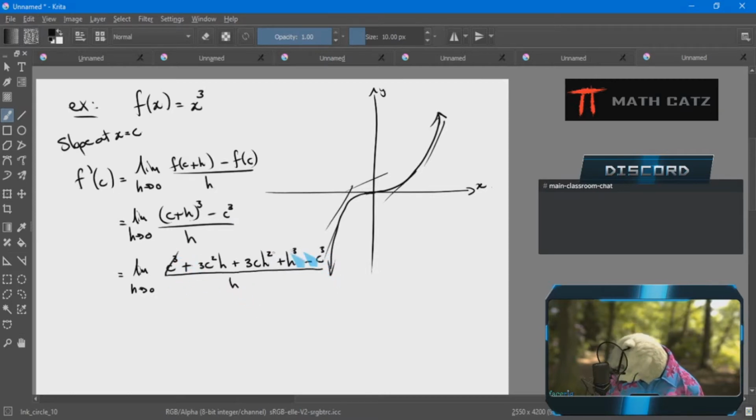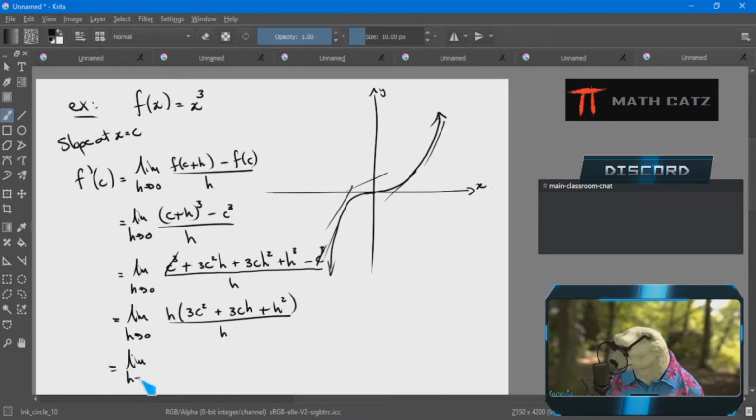And now you see that the two c cubes cancel. And in what's left, I can factor out an h, leaving 3c squared plus 3ch plus h squared in the bracket. Yeah, more complicated function, more algebra. It's going to happen. Then I can cancel out the h's. And what I have left is, remember, h is my variable. The c is a number. I just don't want to specify it right now. So this is a polynomial in h, which means I can plug in 0 for h, and I get 3c squared.